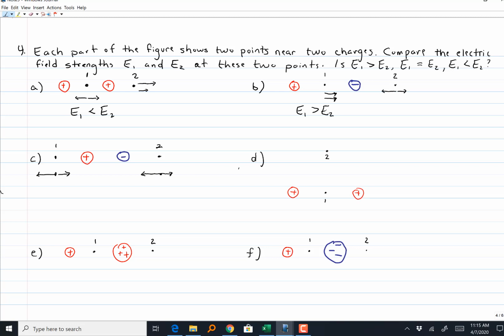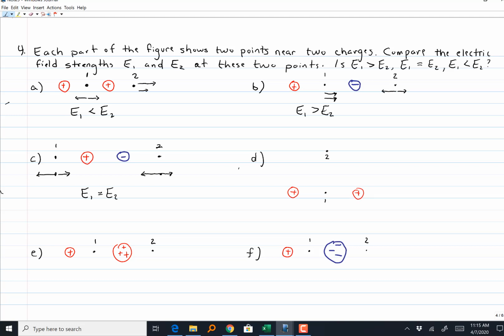But if the distances between 1 and my positive charge and 2 and my negative charge are the same, then I would actually expect that these two vectors would cancel out to be the same. And so the diagram is suggesting that, and we'll take that suggestion. And so the answer for this one is that the electric field at 1, the strength, is equal to the electric field at point 2.